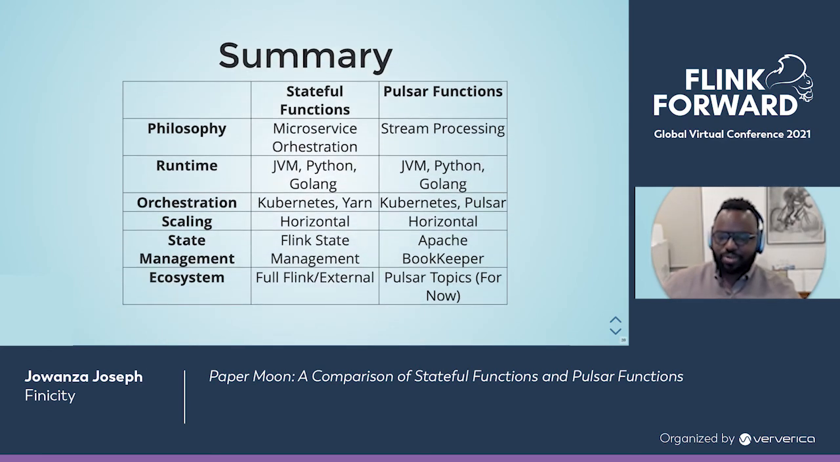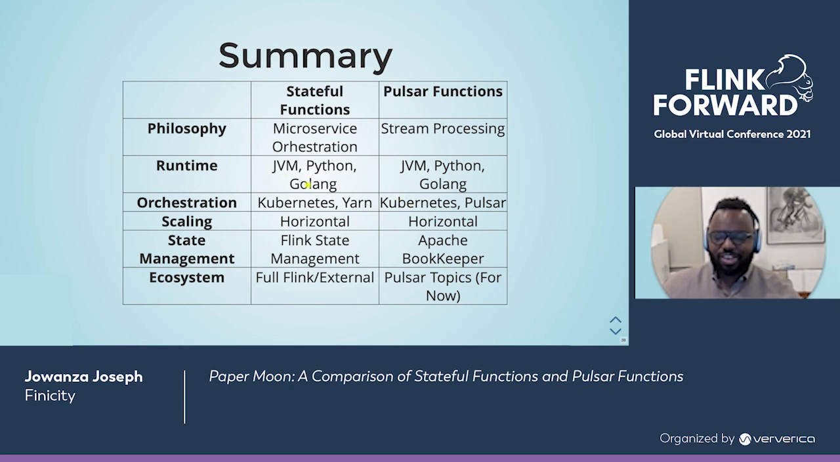So let's talk about a high-level comparison. Stateful Functions is really a microservices-oriented framework. It's about giving you the building blocks to build a stateful distributed application, or several applications, using Flink as the backbone. Pulsar Functions, by contrast, is really about stream processing. It's about taking data from a topic and then processing it, moving it into another topic. And they both share the same SDK runtimes, right? So they can do Java, Python, Golang.